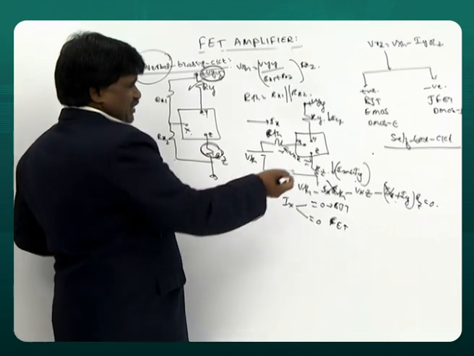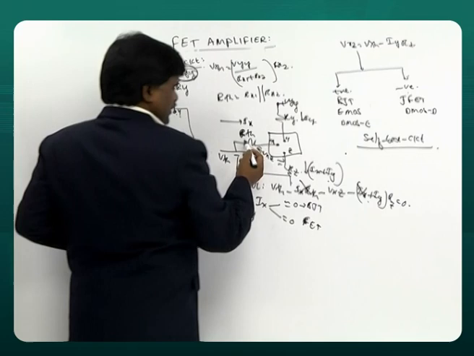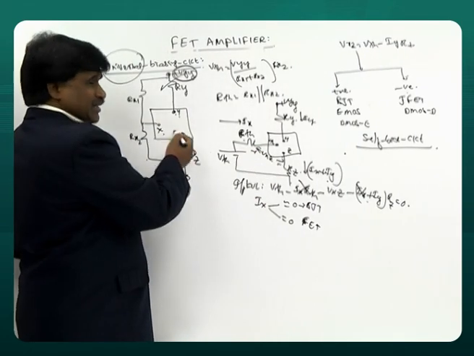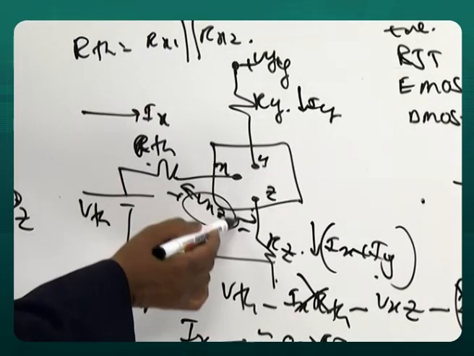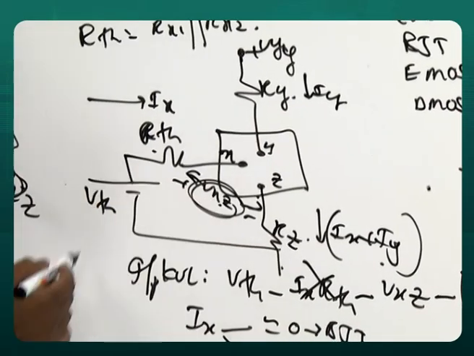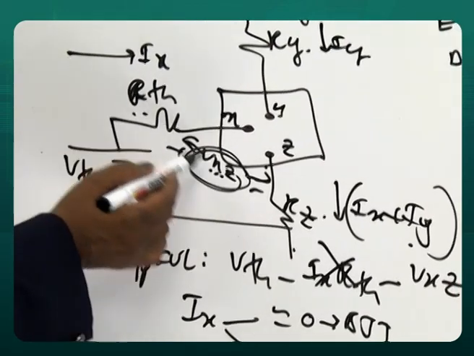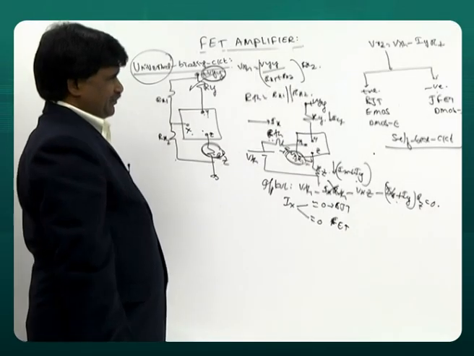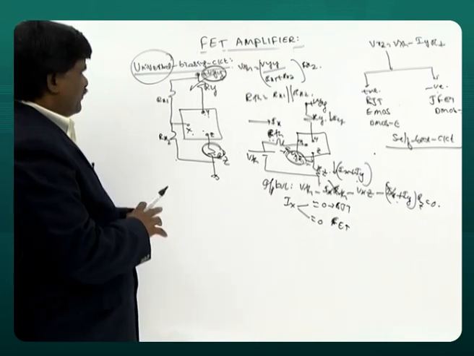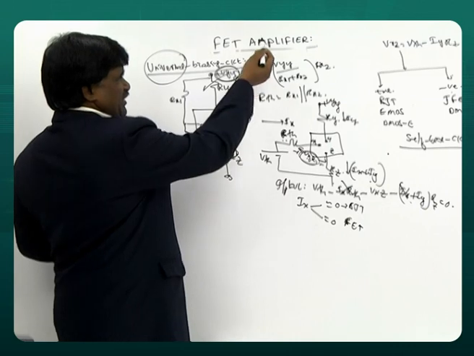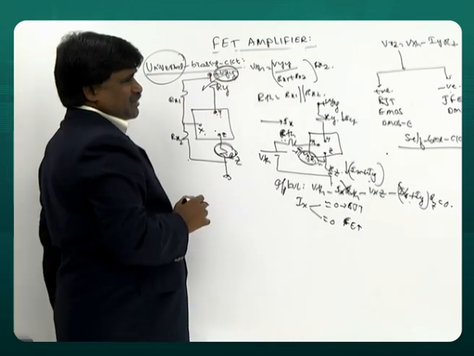So let us use this one. For different devices, you need different values, but the circuit is same. If this particular value is negative, it is JFET, DMOSFET. If it is positive, enhancement MOSFET. That's the main idea here. So before we go into the FET amplifier, the first thing you should know is biasing circuit.